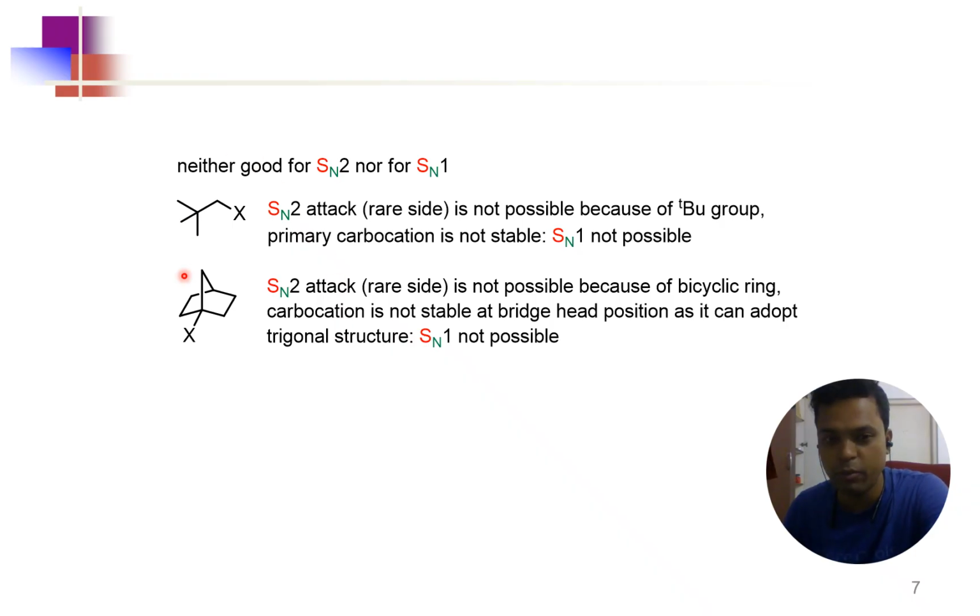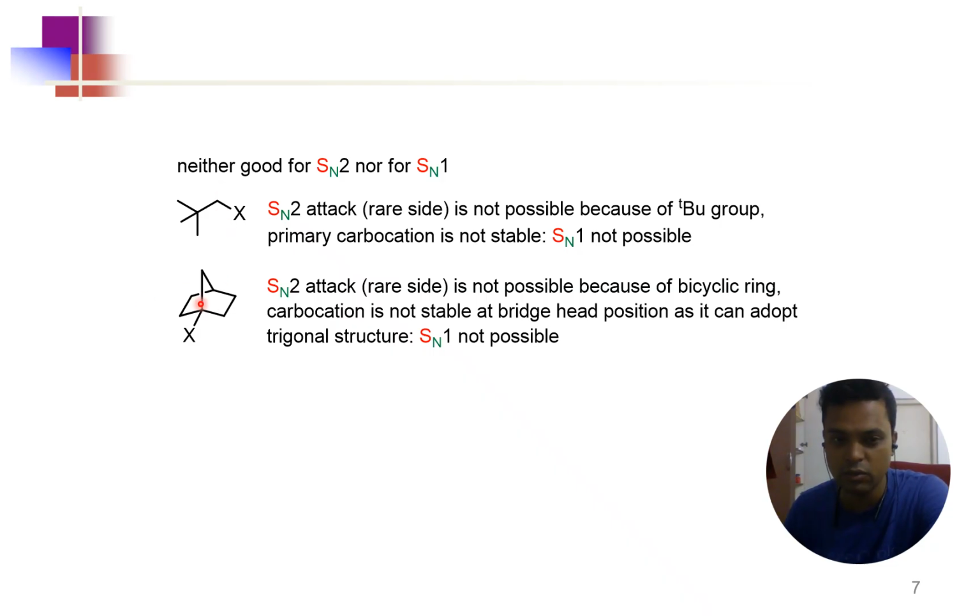One very important example, which I probably already discussed here. These two compounds are neither good for the SN1 mechanism nor good for the SN2 mechanism. The reason is that for SN2, the backside is hindered because of this particular tertiary butyl group. SN1 is also impossible because this would be a primary carbocation. So that is impossible for both SN1 and SN2.